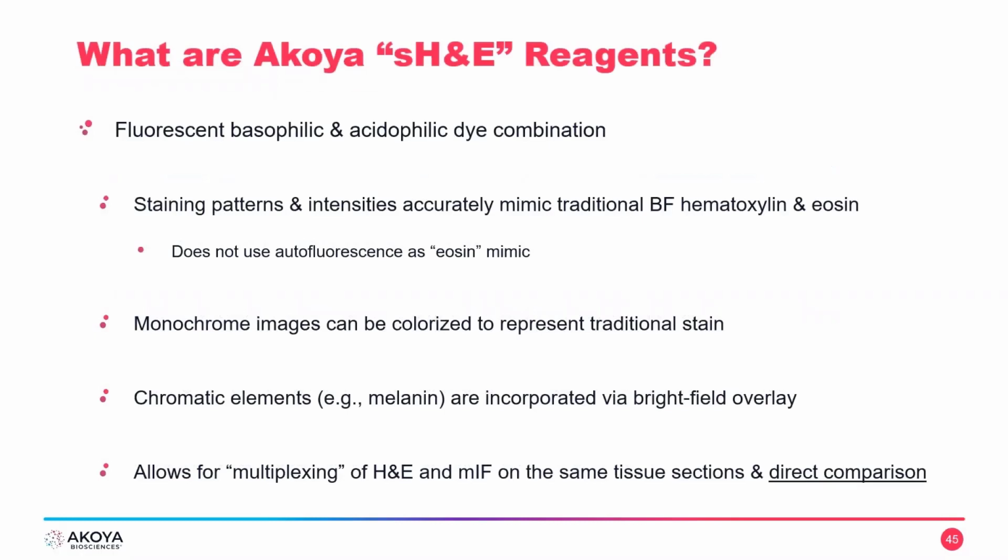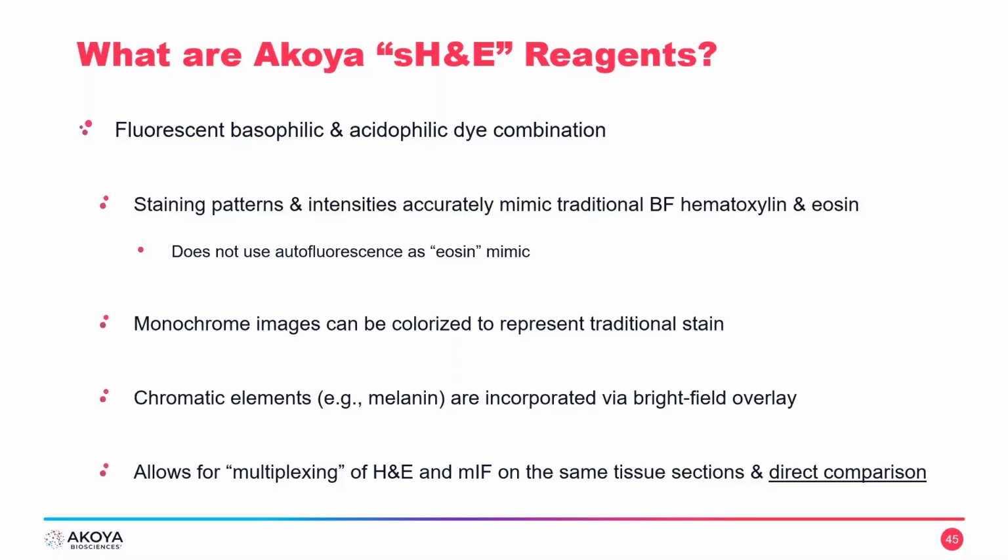So what are the Akoya SH&E reagents? This is a fluorescent basophilic and acidophilic dye combination. It's not quite a modified H&E stain so much as a simulated H&E stain, but it uses very similar chemistry to mimic the staining patterns and intensities very accurately of the traditional bright field hematoxylin and eosin stain. It does not use autofluorescence as its eosin mimic. These are truly dyes that stain the same things that hematoxylin and eosin will stain.